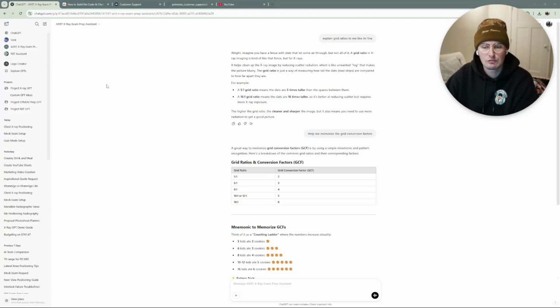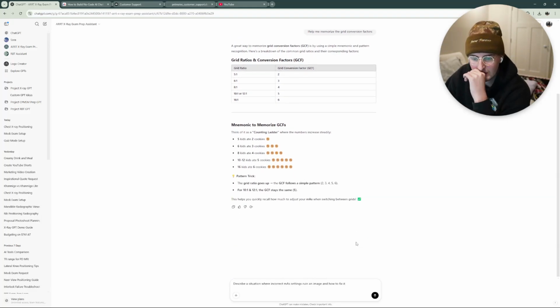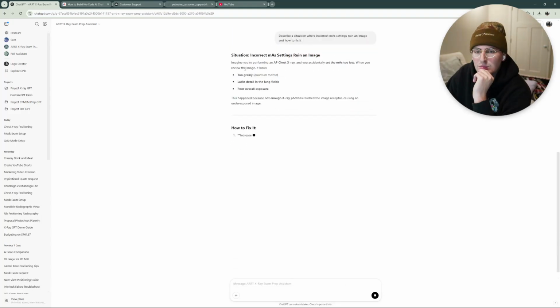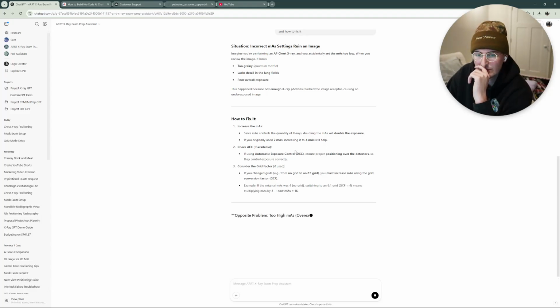So let's try a scenario-based thing. I used ChatGPT to come up with these questions. I haven't typed these in yet, so that's why I'm kind of surprised at its responses. Let's see: describe a situation where incorrect mAs settings ruin an image and how to fix it. The image looks too grainy, lacks detail in the lung field, poor overall. Increase the mAs. Doubling the mAs will double the exposure, so if you originally used 2 mAs, increasing it to 4 will help.